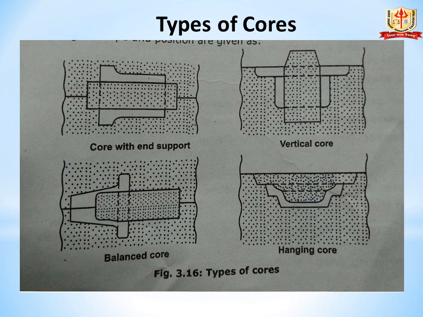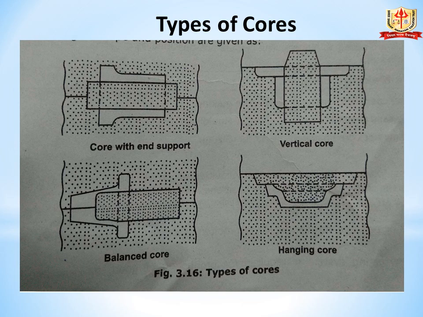Now we study different types of core. Different types of cores with various shapes and sizes are used in foundries. The types of cores according to shape and position are given as follows. In this diagram, we can see that first is a core with end support, second is a vertical core, third is a balanced core, and fourth is a hanging core. Now we study each core in detail.